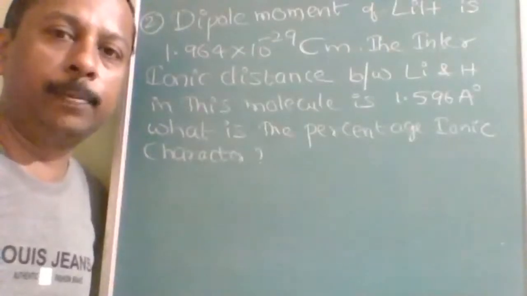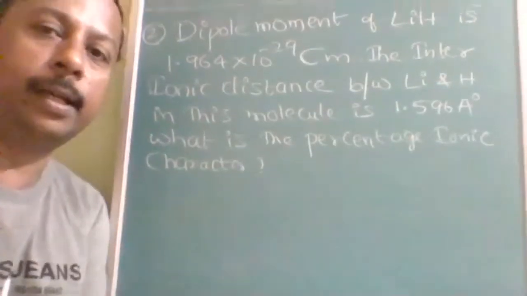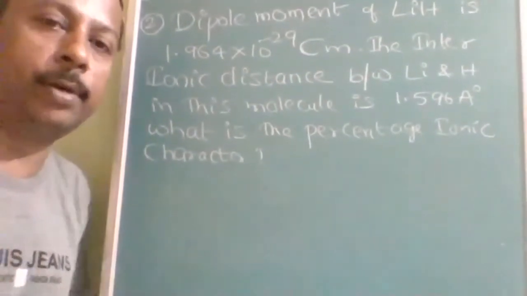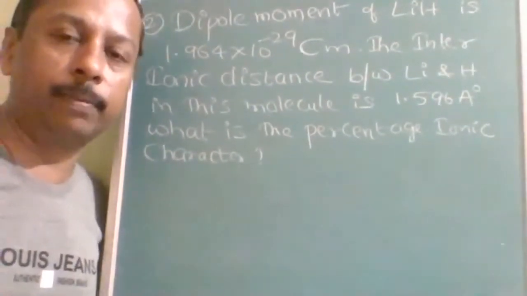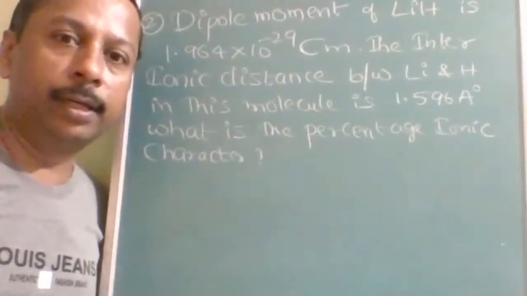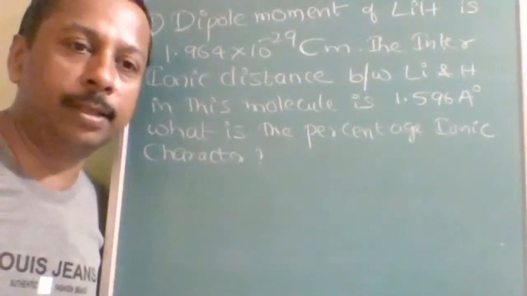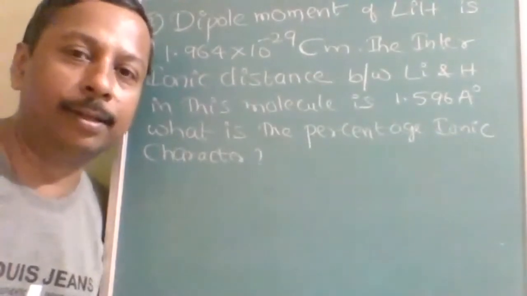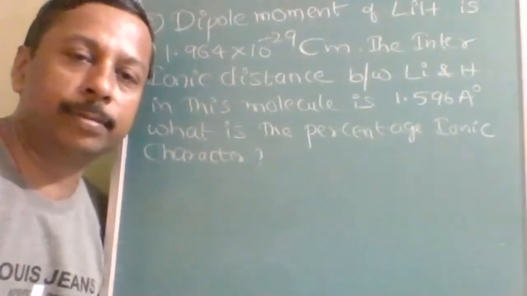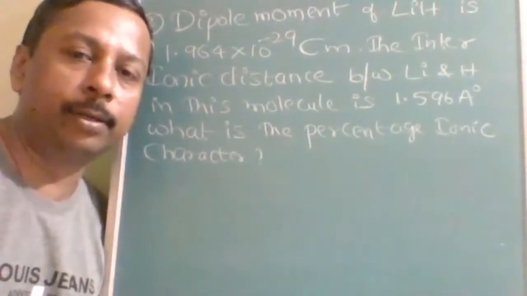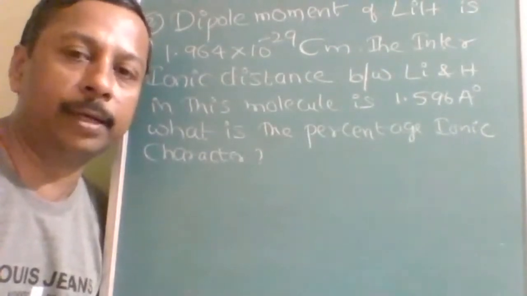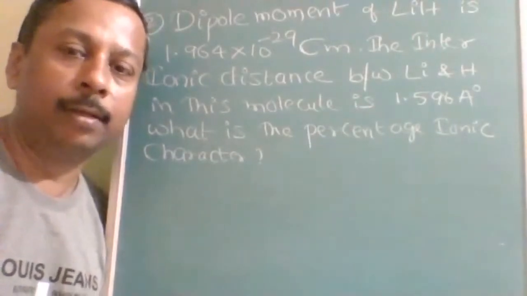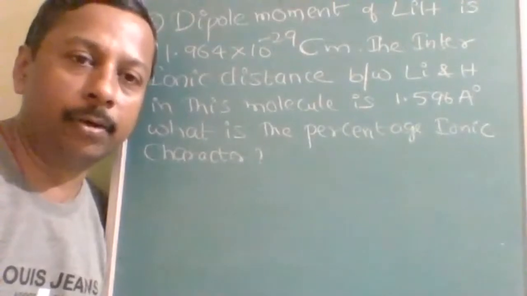Okay, see here, dipole moment of lithium hydride. Dipole moment of lithium hydride is 1.964 into 10 to the power of minus 29 Cm. Here Cm does not mean centimeter. Cm means coulomb meter. And the interionic distance between lithium and hydrogen in this molecule is 1.596 angstrom. What is the percentage ionic character?